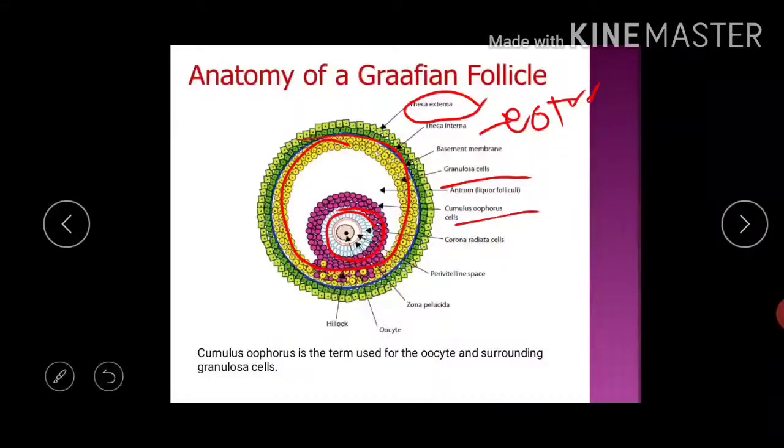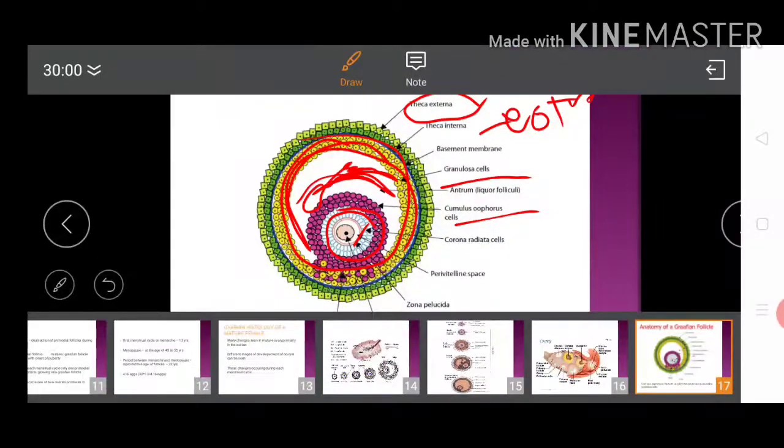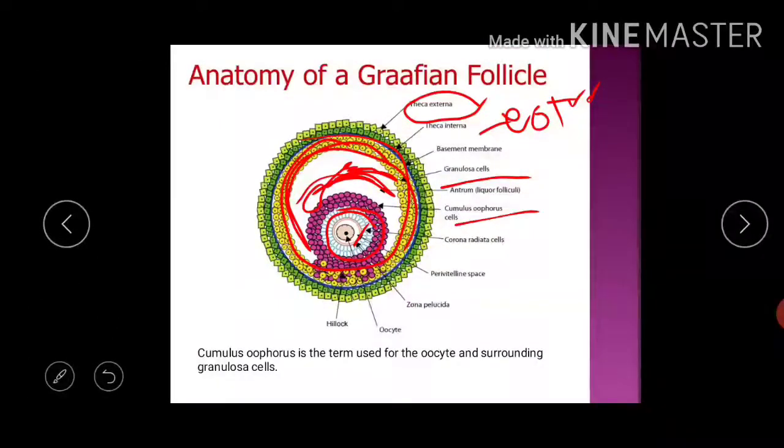And here in between there is a presence of fluid, and this space is known as the antrum. The antrum lies between the oocyte and the membrana granulosa. It is filled with fluid called the liquor folliculi. So this was the information about the Graafian follicle.